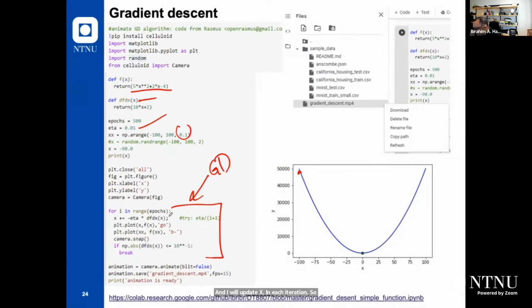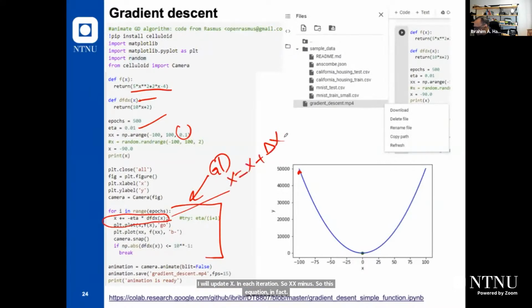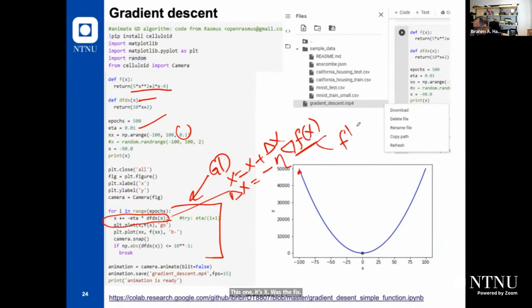So x equals x minus. This equation, in fact, is x equals x plus delta x. And delta x equals minus eta multiplied by the gradient. What is the gradient? The gradient is f dash of x, which is the first derivative. So as you can see here, x equals x minus eta multiplied by the first derivative of the function. I'm plotting my function, and the initial value is starting from minus 90, for example. So I'm starting from here, correct?